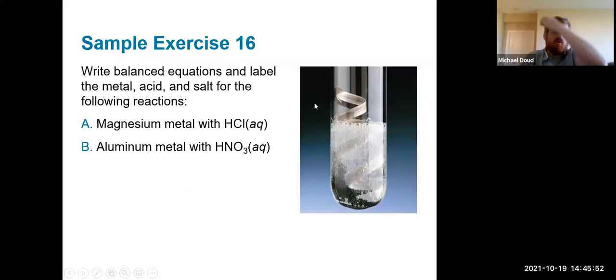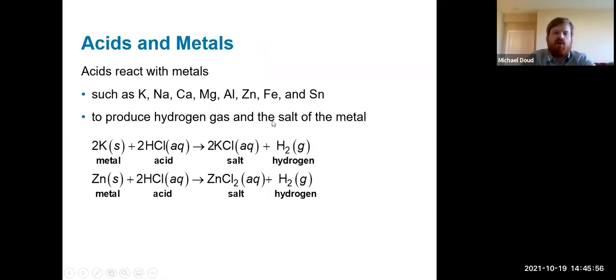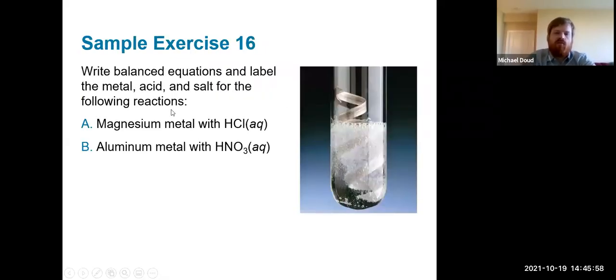Okay, so let's go ahead and give it a shot. Given this setup here, can you write a balanced equation for the reaction of magnesium metal with hydrochloric acid or the reaction of aluminum metal with nitric acid? Let's go ahead and do the second one first, and then we'll take a look at how we answer the first one. So if you're feeling confident, go ahead and pause the video. If not, I'm going to walk you through it at this point, and we will take a look here.